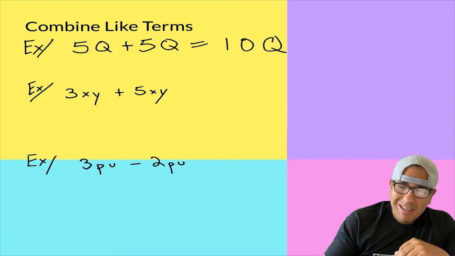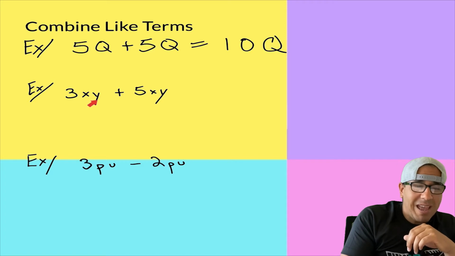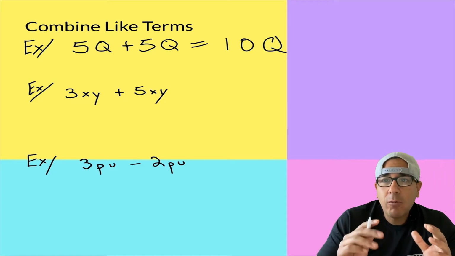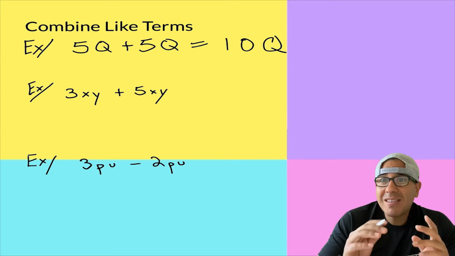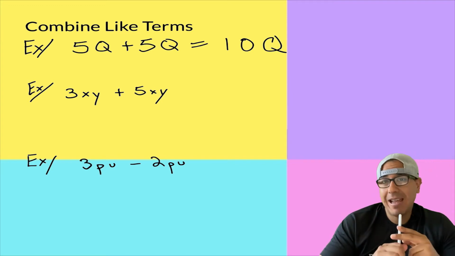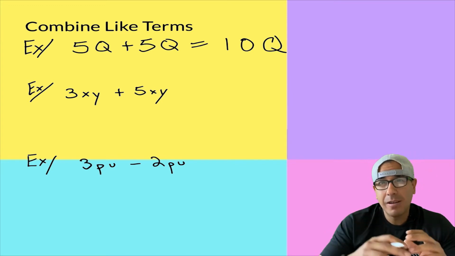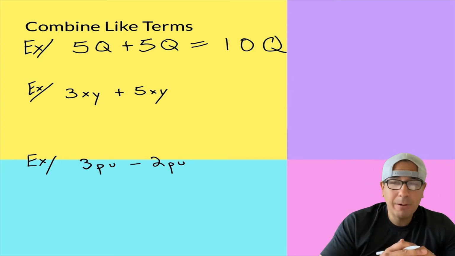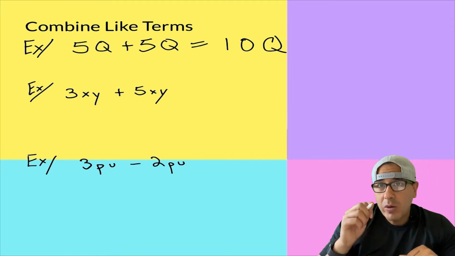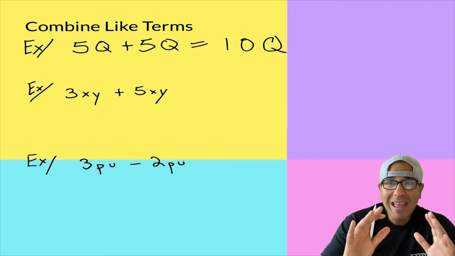All right, next example. We have 3xy plus 5xy. So what you're going to see that we can do with like terms is that we're allowed to add like terms and we're allowed to subtract like terms. Go ahead, go tell some friends. So again, like terms, you can add them and you can subtract them. So here we do have like terms, so let's add them.